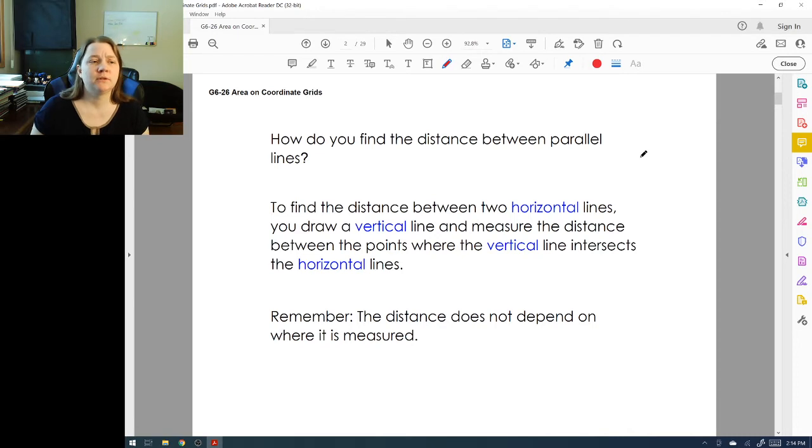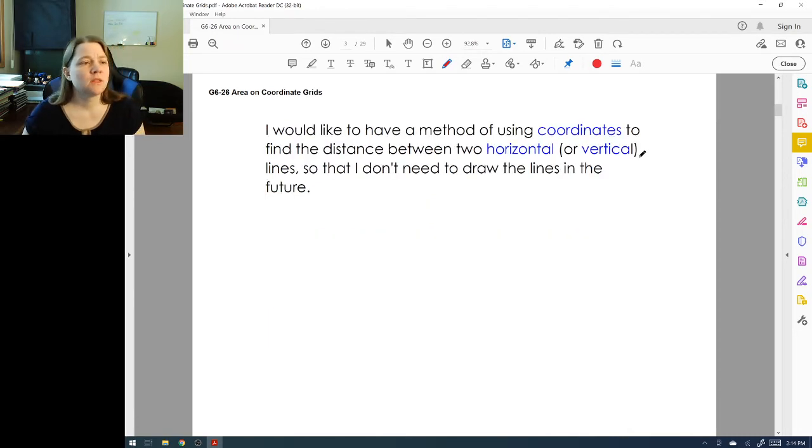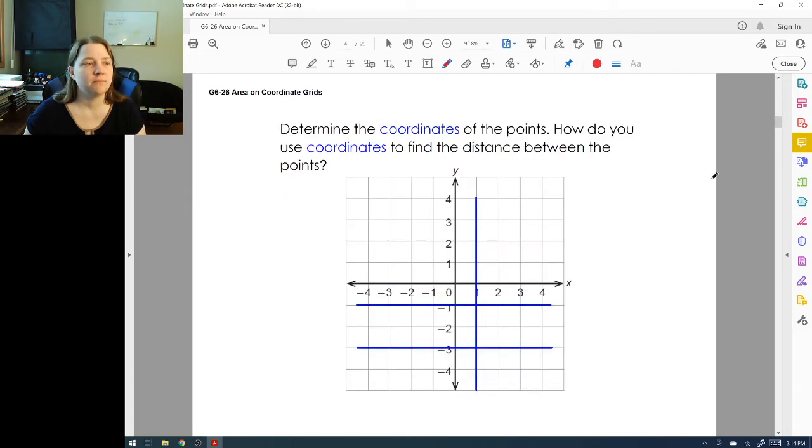We drew a vertical line and measured the distance. So we could also have a method using the coordinates to find the distance so that we don't have to draw them every single time. So if I want to look at the distance here, we can see that I drew another line to measure the distance between.